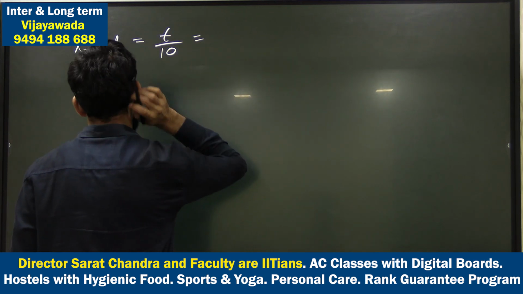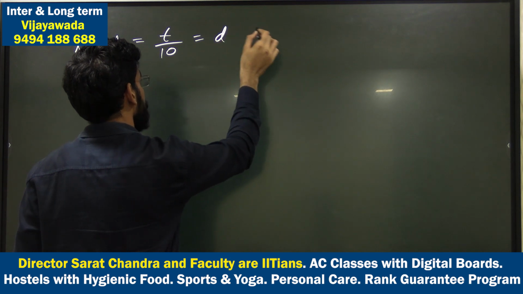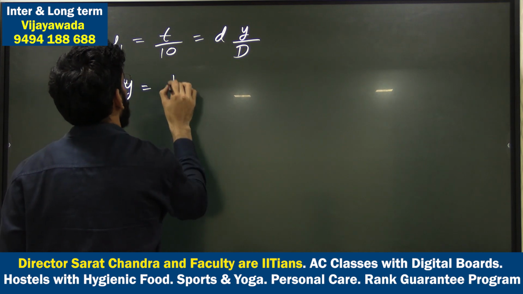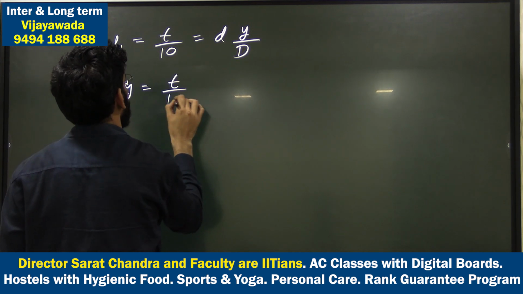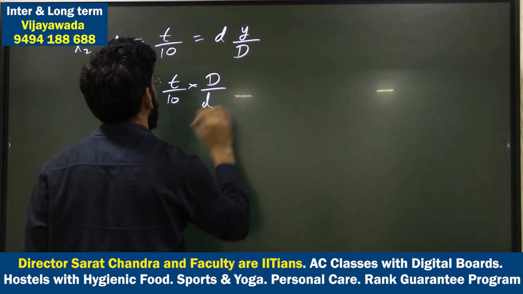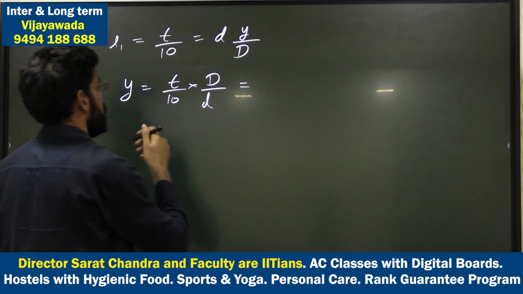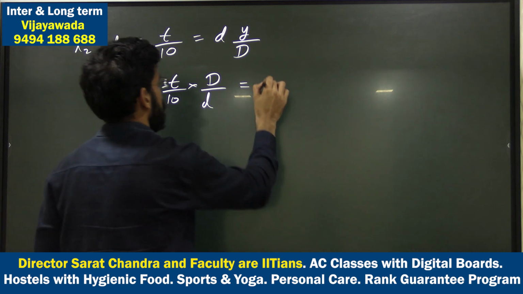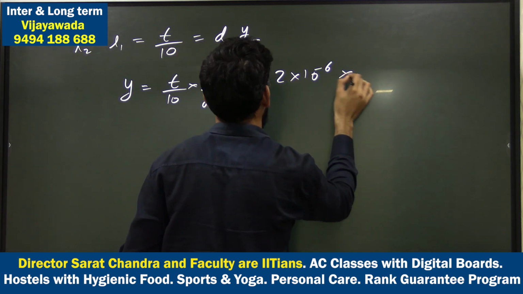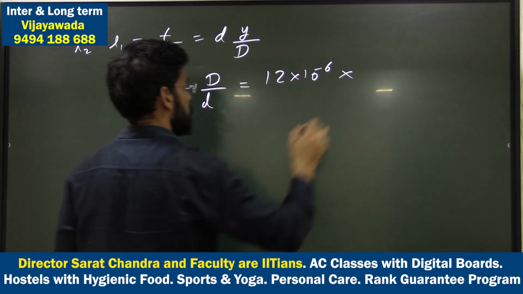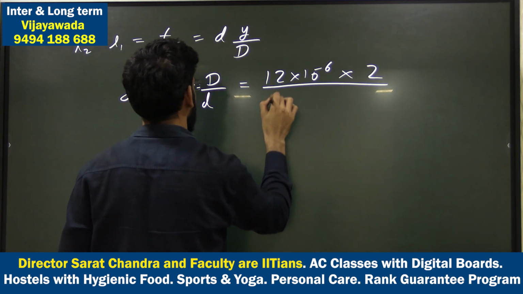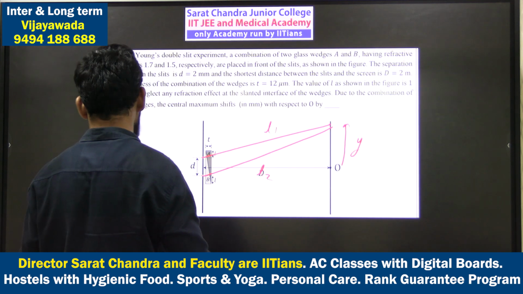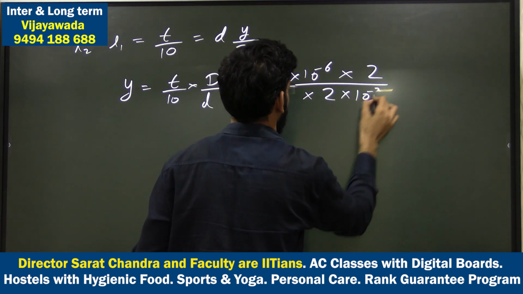T by 10 is nothing but d sin theta, which is d tan theta, nothing but Y by capital D. So from here Y comes to T by 10 into capital D by small d. Put the values. T is how much? T is 12, right? 12 into 10 to the power minus 6 into capital D, which is 2 meter, divided by 10 and multiplied by small d. Small d is how much? 2 millimeter, so 2 into 10 to the power minus 3.